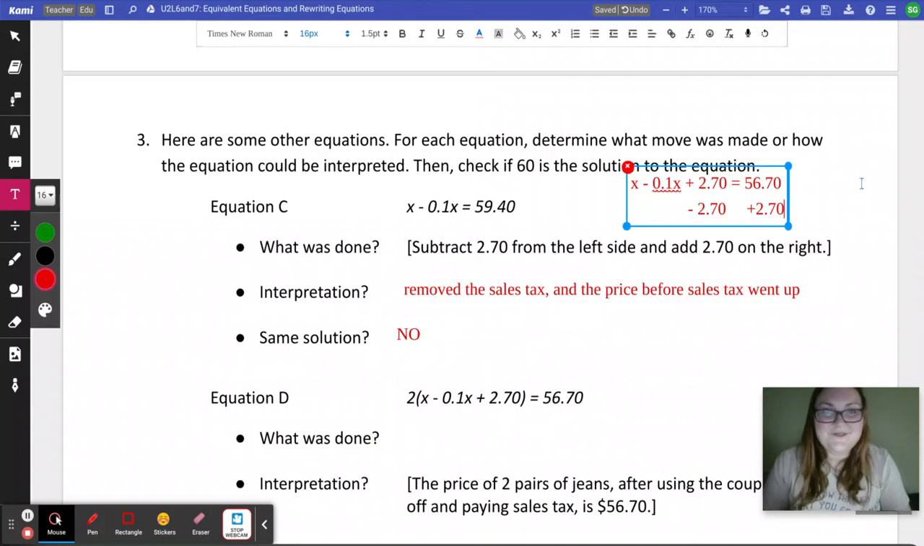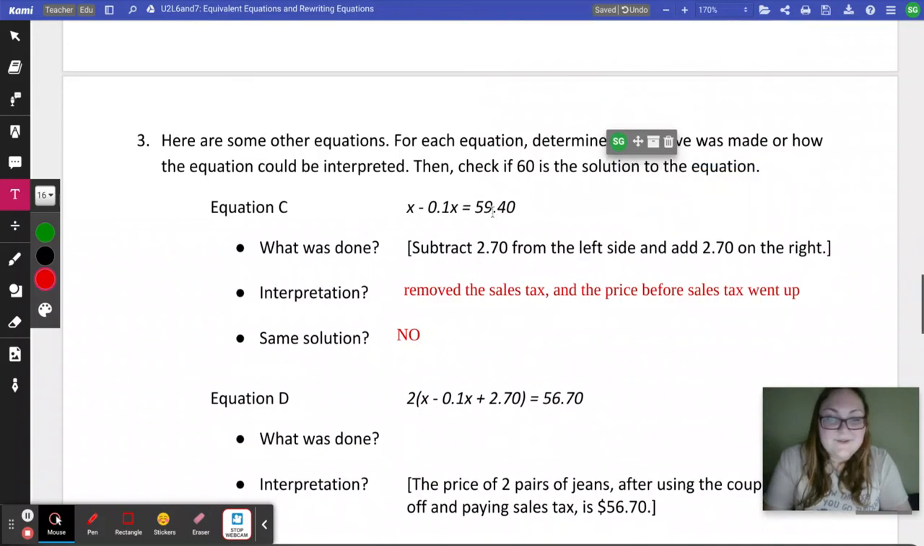I have so many students who tell me they've heard this probably from so many math teachers. Whatever you do on one side, you have to do on the other. And that wasn't done here. On one side, we subtracted. The other side, we added. So because you're doing something that's not legal, we're getting a different equation.